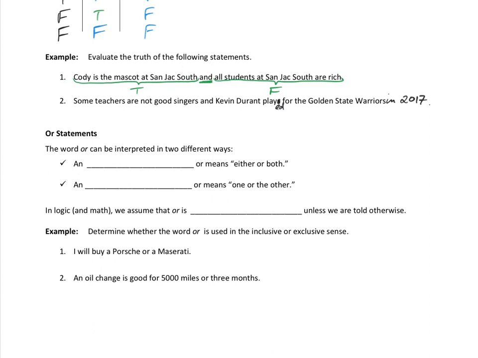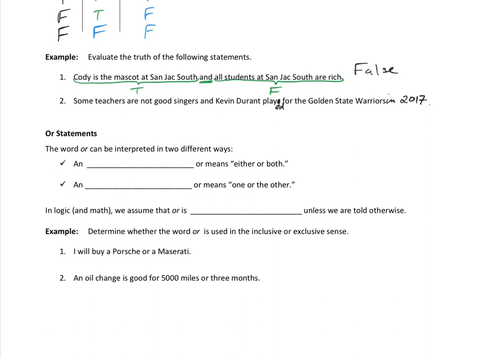So we have a true being joined with a false, and if you rewind just a minute, you'll see that truth table or a description of the and logical connector. The conjunction is only true if both propositions are true. So both propositions are not true, so this entire statement is false.